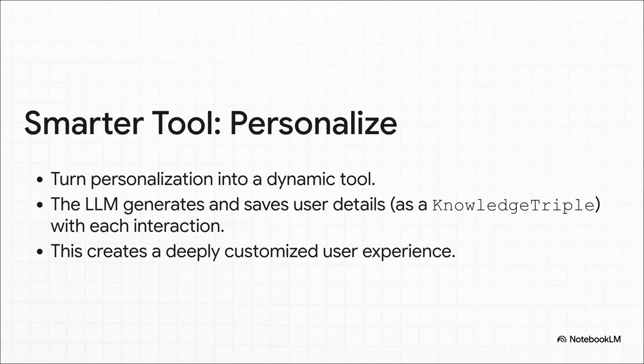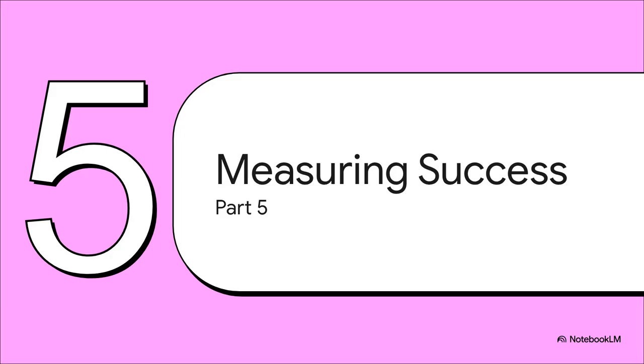Now, this is a really powerful idea. What if we turn personalization itself into a tool? So instead of your agent just using the tools you gave it, it actively creates a new one while it's talking to a user. With every single interaction, the LLM spots and saves key details about that person. The source calls these knowledge triples, data points. And over time, this creates an incredibly rich, personalized profile that makes every single future conversation deeply customized and way more helpful.